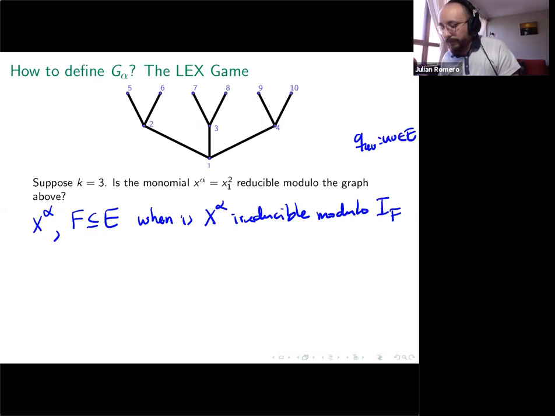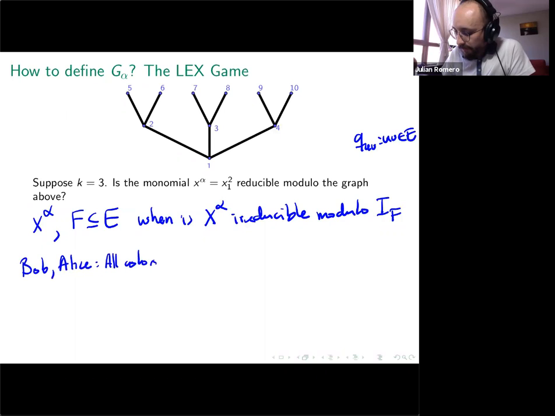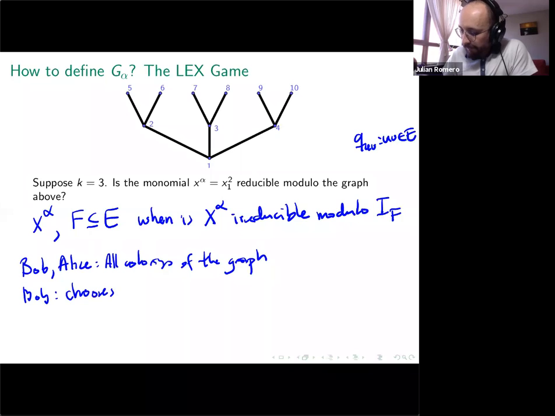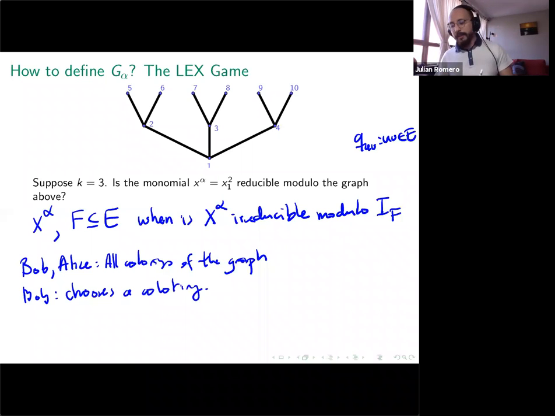And then there is this beautiful theorem that actually transforms this into a game. And the game is as follows. So I have Bob and Alice. They know all the colorings of the graph. And then Bob secretly chooses a coloring. Let's say I'm giving this graph over here, and then Bob secretly chooses a coloring.